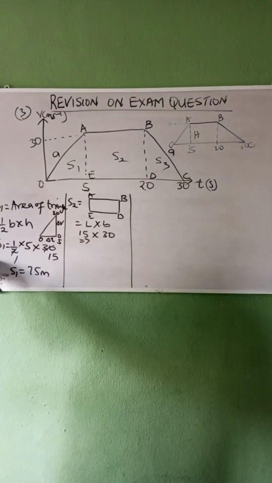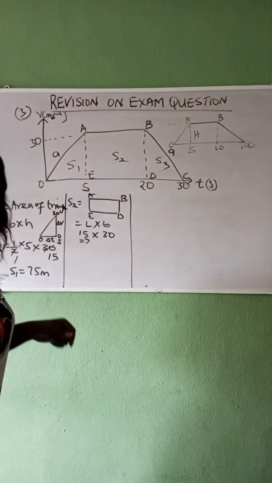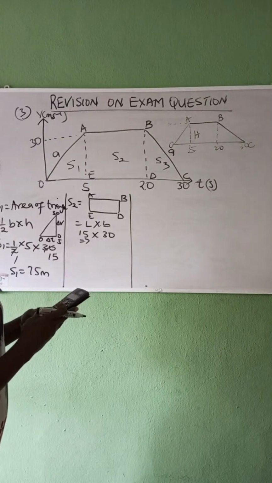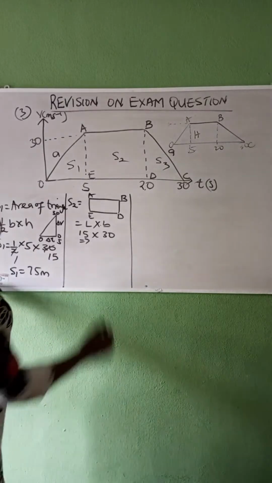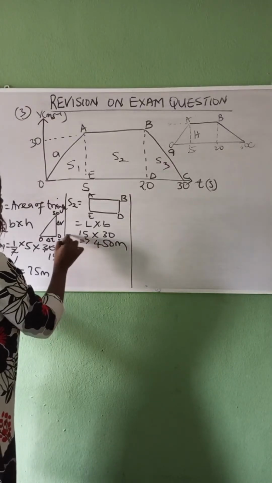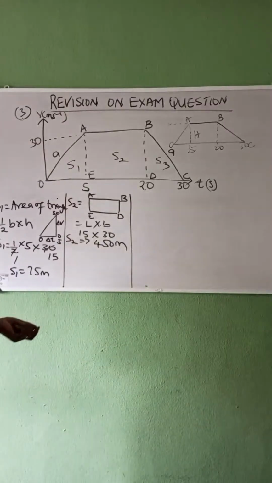Okay? So what do we have? Let's multiply. We have 30 multiplied by 15. The answer is 450. So I have 450 meters as S2, right?